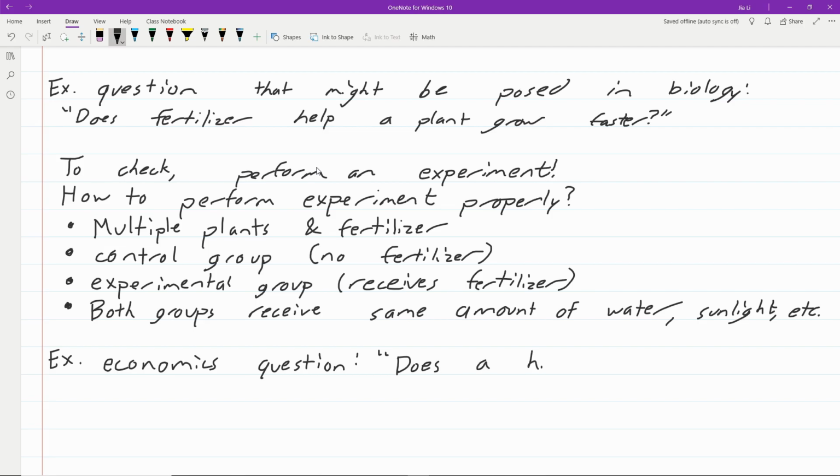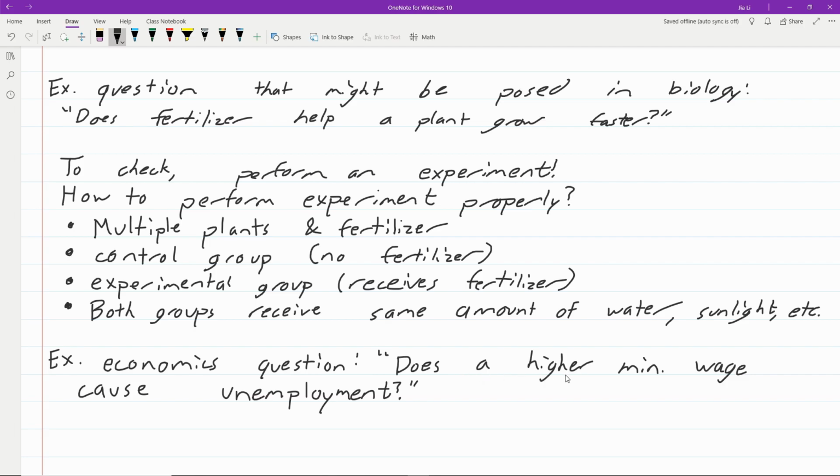Does a higher minimum wage cause unemployment? Right? And when I say minimum wage, this could be like a statewide minimum wage versus like the federal minimum wage. Let's just go with the statewide minimum wage here. But this might be an example question that we might want to study in economics.